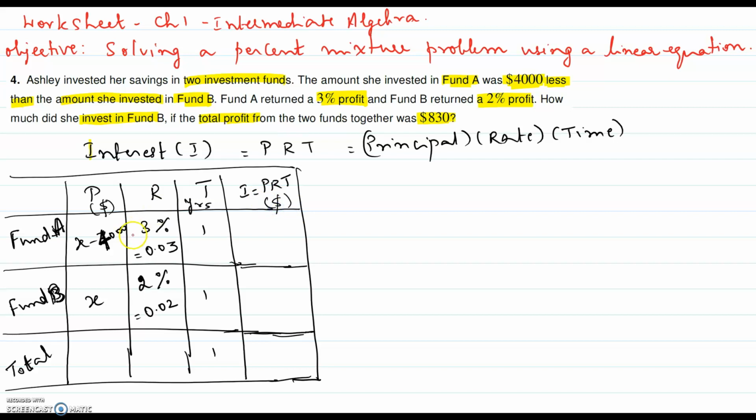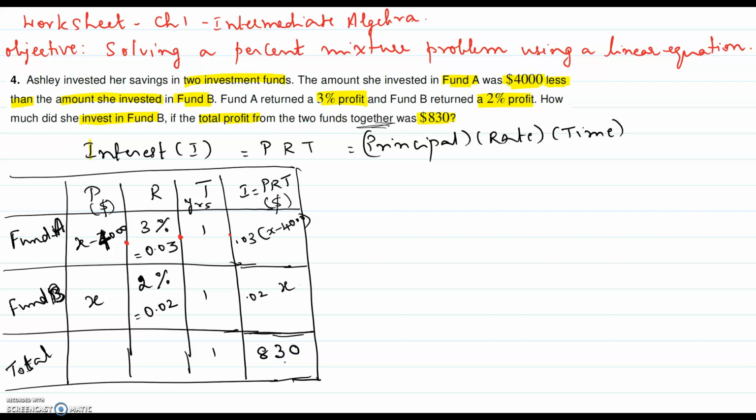We're going to multiply the three columns. P times R times T is the interest. So we'll multiply the first column, second column, and the third column. As the third column is all 1, it is only 0.03 times x minus 4,000, and 0.02 times x. It also says in the problem that the total profit from the two funds together is 830. So the total profit, the last two, is 830.